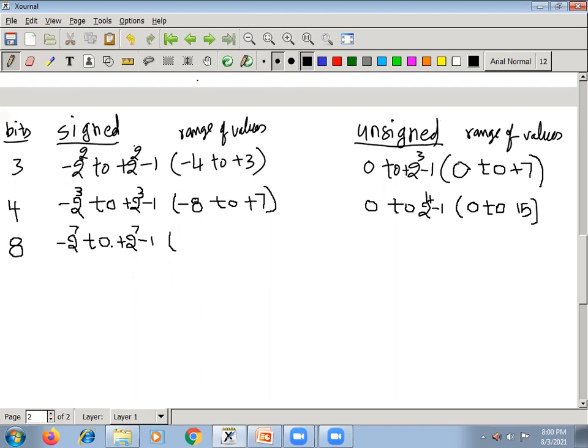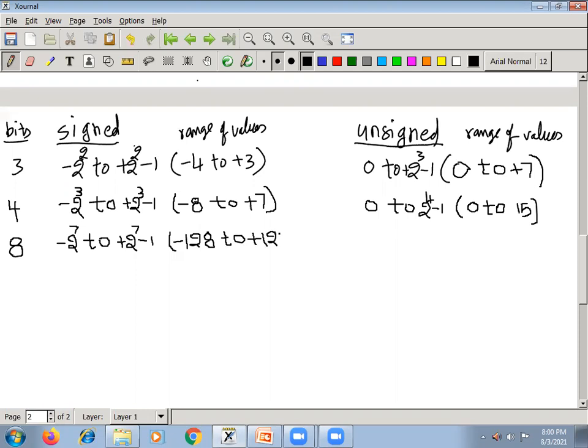2 power 7, you should remember these values. They must be on your fingertips. Yes, I got some message. 128, very good. So 2 power 7 is 128, minus, right? So minus 128. Minus 128 to the positive side, it is 128 minus 1. So that is nothing but plus 127.